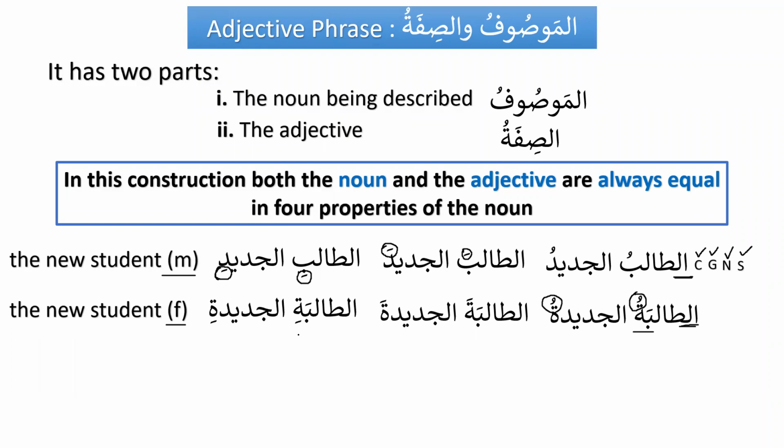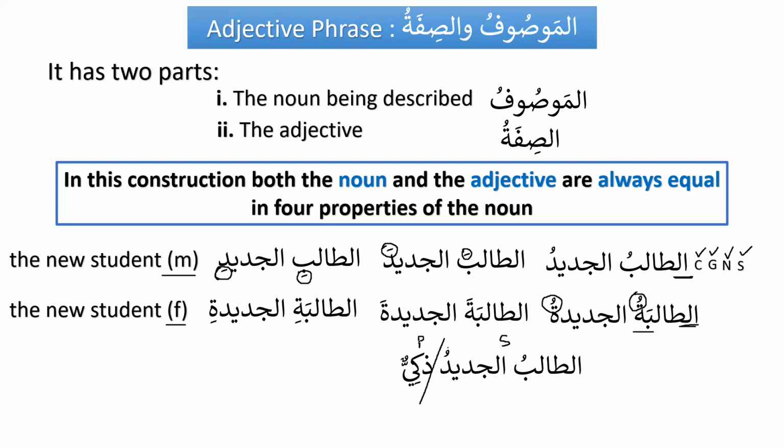Now, are these complete sentences or incomplete sentences? When I say at-talibu al-jadidu, the new student, is it a complete sentence, or am I waiting for more? It can be mubtada, but it is not a complete sentence because the khabar is missing. Excellent. So now if we bring the khabar, for example, we say at-talibu al-jadidu dhakiyun, now it becomes a complete sentence. So we will say that this is subject and this is predicate.